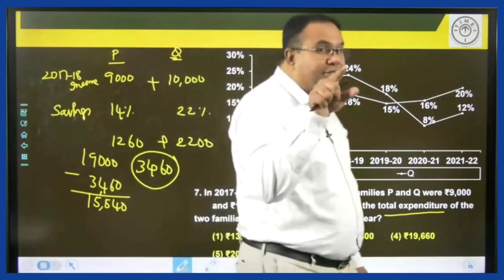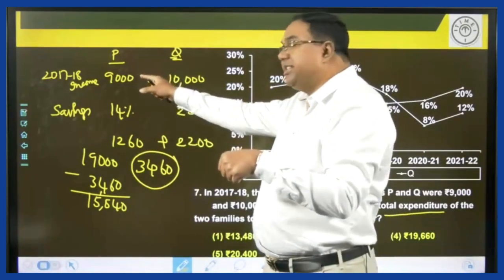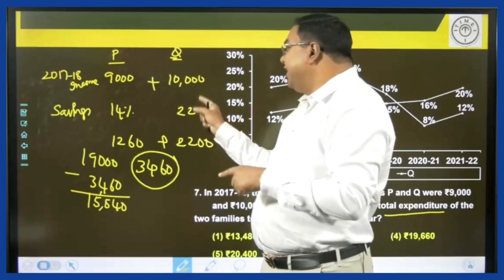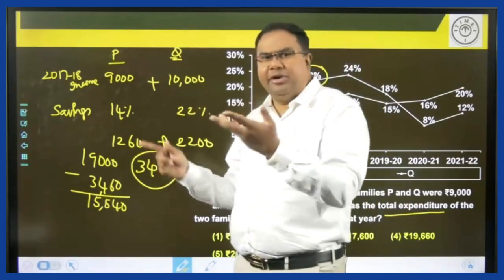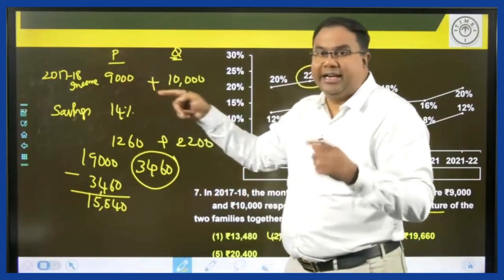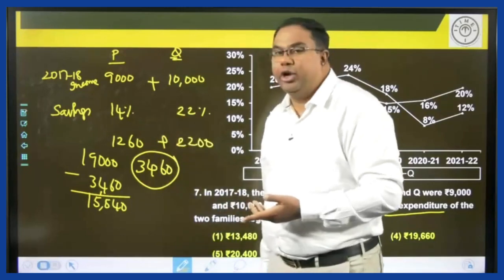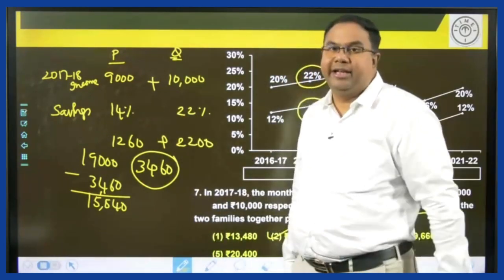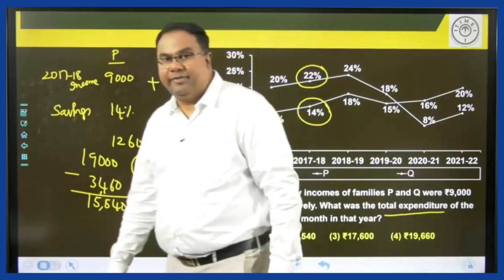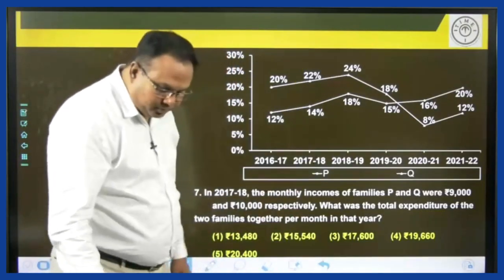So don't waste your time finding out 86% of 9,000 as expenditure, or 78% of 10,000. 78% of 10,000 is easy, 7,800, but 86% will take certain time to calculate. So I am saying directly find out savings, easy numbers 14 and 22%, subtract from the total income, you will get your expenditure, friends, right? Let us look at the next question.